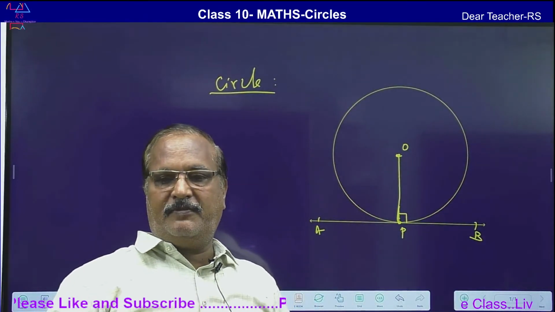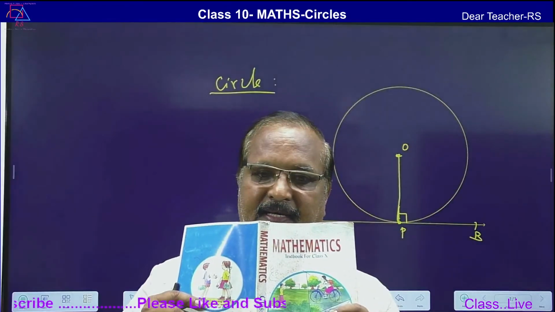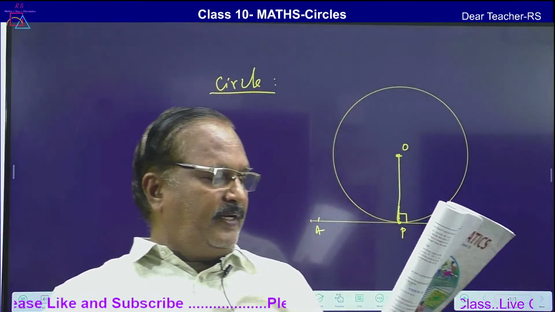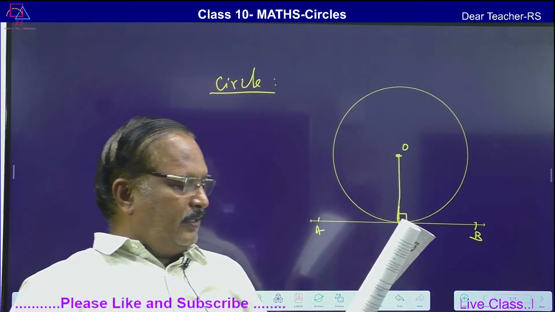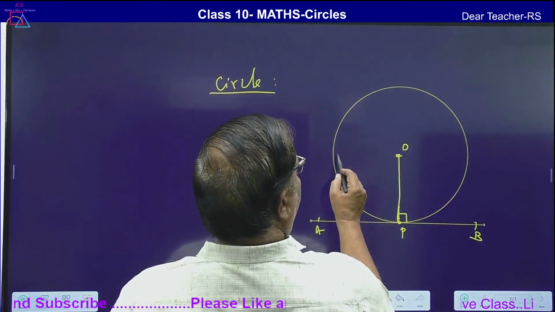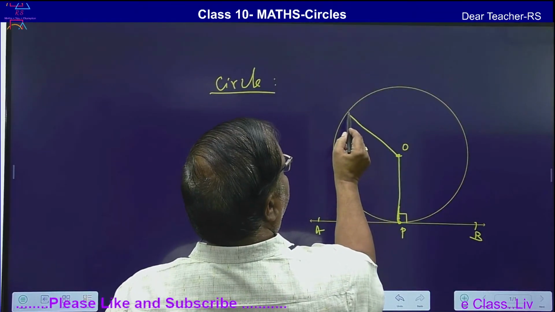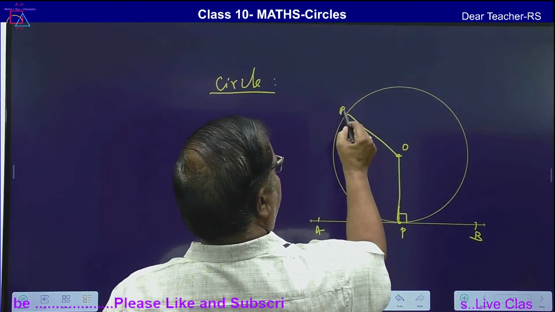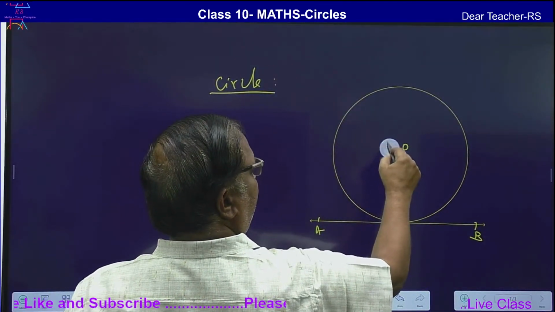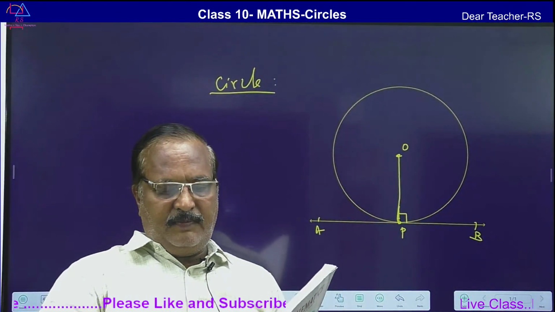This is first theorem of this chapter, 10.1 theorem. You can take the textbook also, 10.1 theorem. The tangent at any point of the circle is perpendicular to the radius through the point of contact. Very important. Radius you can draw here also. This is also a radius. This is also a radius. Okay, but this radius is not perpendicular to the tangent. So radius at point of contact. Radius at point of contact is perpendicular to the tangent. I will teach in my own style.